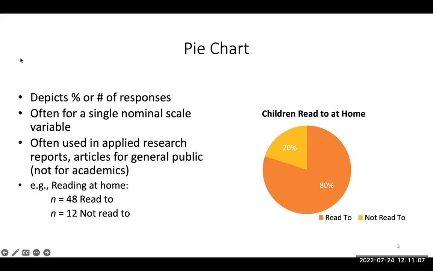As I mentioned before, you can represent the information as either a percentage or proportion, or you can use a raw number of responses. Here, I chose the percentage because it's more meaningful, right? It's more meaningful to say 20% of the kids said they were not read to, whereas 80% of the children said they were read to. This gives you a better sense that, wow, the vast majority of children are actually read to at home. If I just said 48 kids were read to and 12 were not, it's not as easy to digest that information. The whole point of visually mapping this information is to make the data easier to understand.